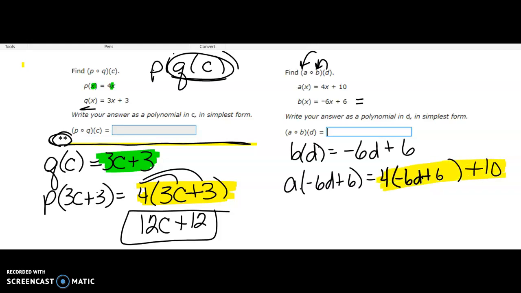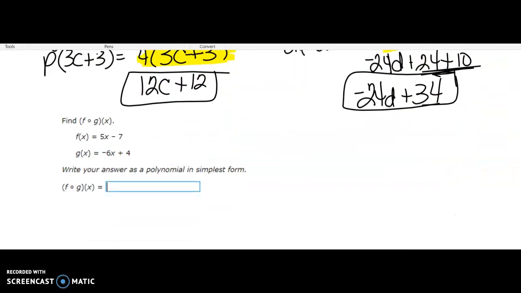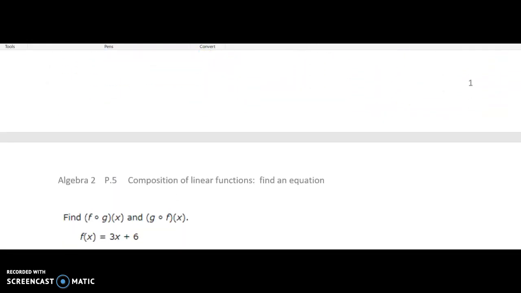Again, this is our answer, but not simplified answer. So we have to distribute. So negative 24D plus 24 plus 10. These are like terms. So negative 24D plus 34. And that's what you're going to type in the box. Okay.